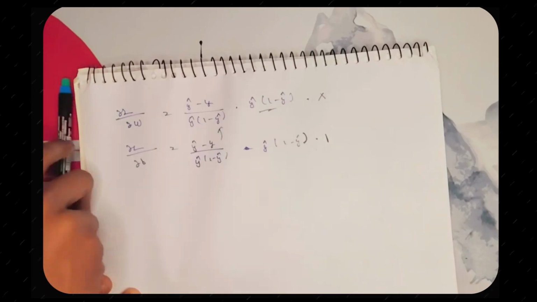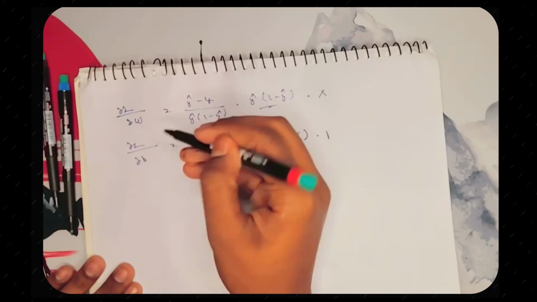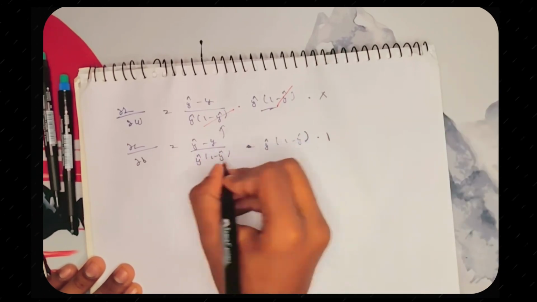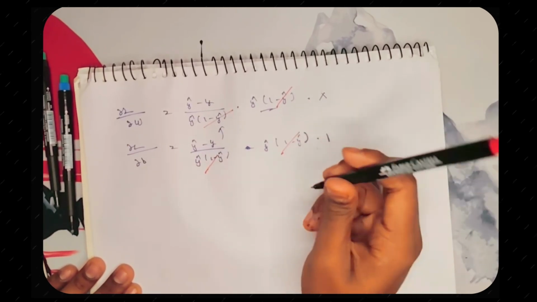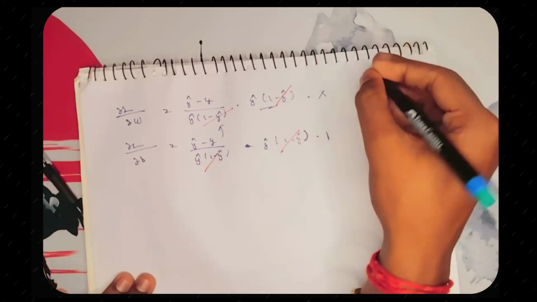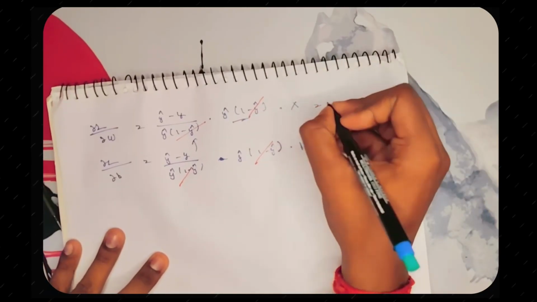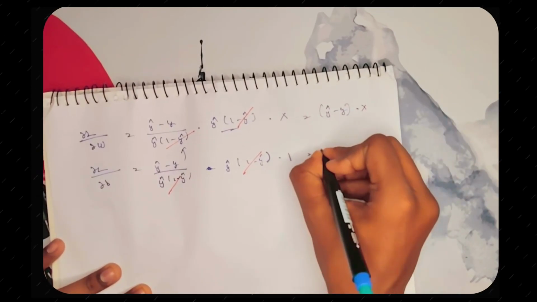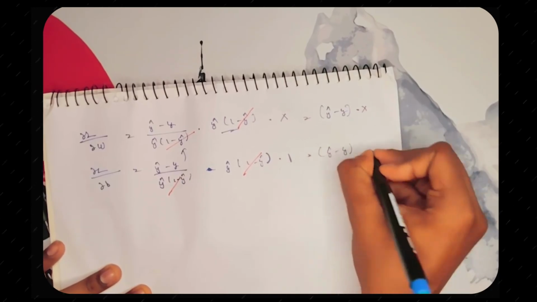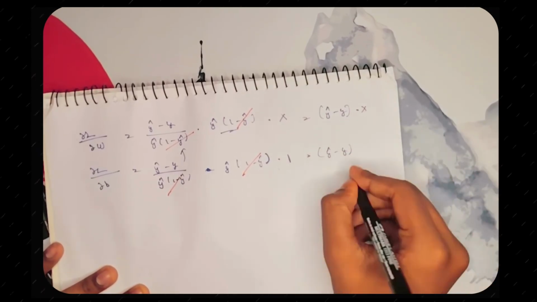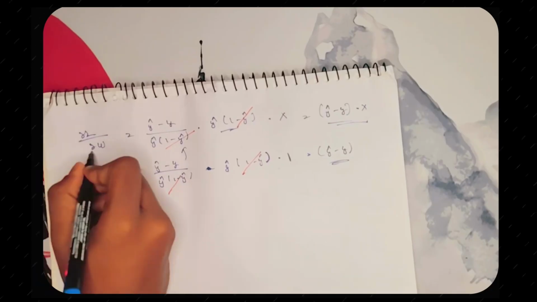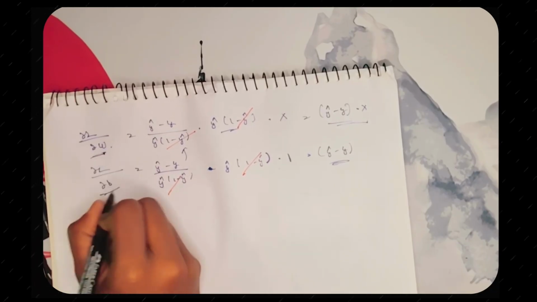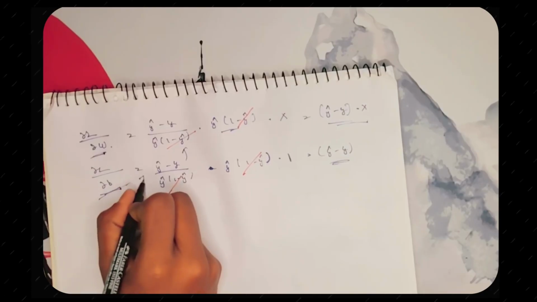So you can clearly see that this and this get cancelled, and this gets cancelled. So what we are left with over here is y hat minus y times x, and over here it's y hat minus y times 1. So it's basically this. So this is how we compute the derivative of loss with respect to weights and the derivative of loss with respect to my bias.